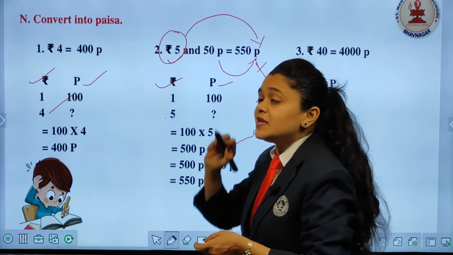Children, for this if you don't want to multiply, there is a shortcut method. How? See, we will write the number 4 as it is and we will add the given zeros to it. 1, 2, 2 zeros from 100 and 1 zero from 40. What is your answer? 4000 paise. You can check it and multiply it. You will get the same answer. Now children, the next and the last question.